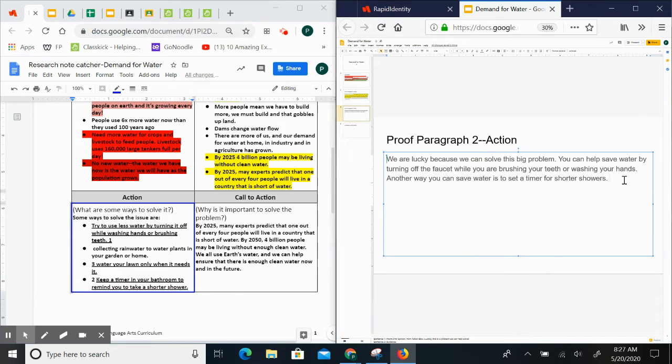All right, so now I'm ready for my third sentence, right? I have my first sentence, my second sentence, that these are my 3 blue facts, right? So my last sentence I have to pick over here. Water your lawn only when it needs it.